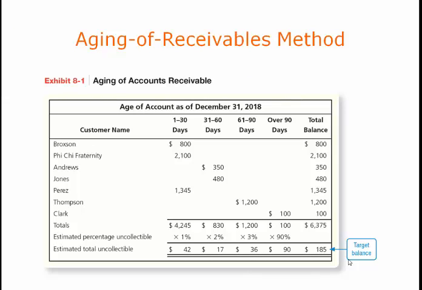And so if we look at our accounts receivable aging, it shows that we expect 1% of stuff that's current, that's due within 30 days, to be uncollectible, 2% between 31 and 60, 3% from 61 to 90. But look at this huge jump for over 90 days. It says that we expect that 90% of what's in that account is never, ever going to be collectible. So we write off the majority of that. And it says that our target balance is 185.